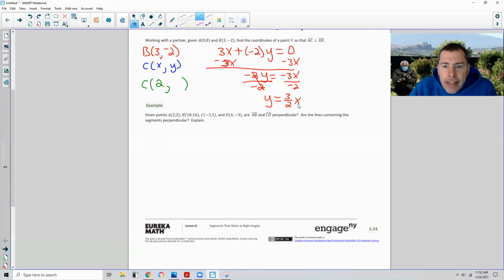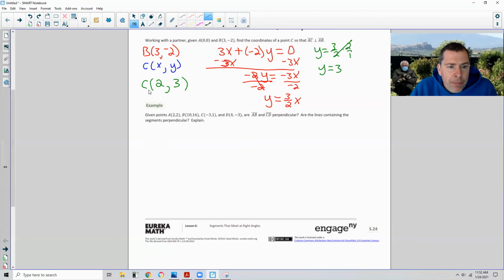So if I take that 2 and substitute it in here, I will get y equals 3/2 times 2, or 2/1, and the 2's cancel, and I get y equals 3. So I have the point (2,3). So if I check that, 3 times 2 is 6, -2 times 3 is -6, 6 plus -6 does in fact add up to 0. Let's pick another number, a bigger one.